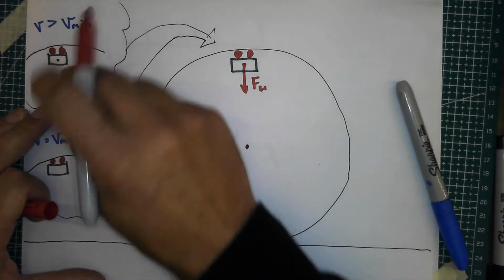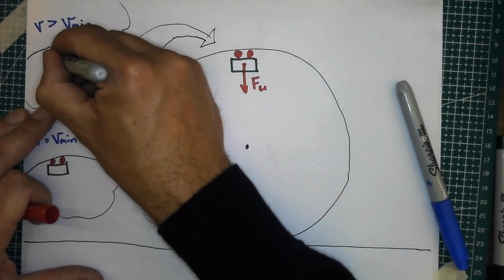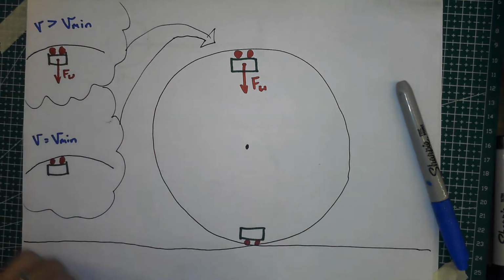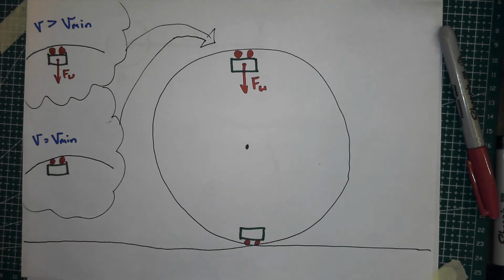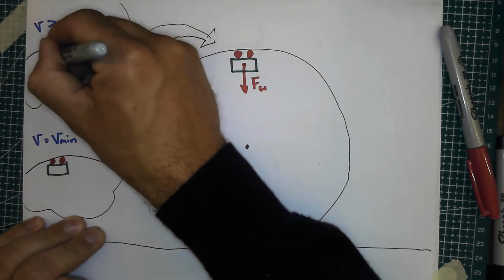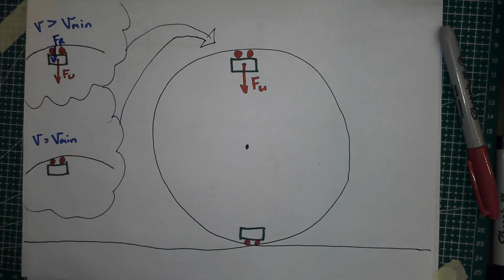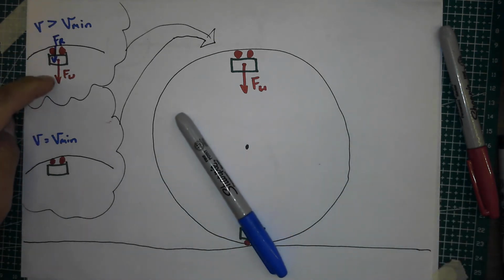So at a velocity greater than what's called the minimum velocity, and we'll talk more about what that means later on, we have the weight force acting downwards on the cart, as well as the force on the cart from the track. So there must be some sort of other force acting downwards also. So this is the reaction force. And since both of these forces are acting towards the center of the circle, they provide the centripetal force.